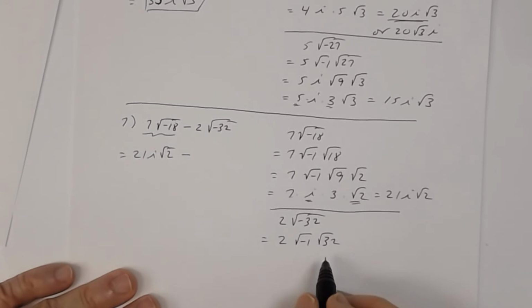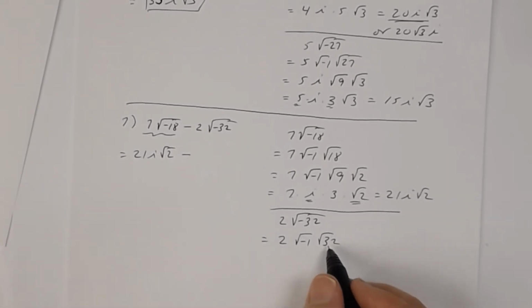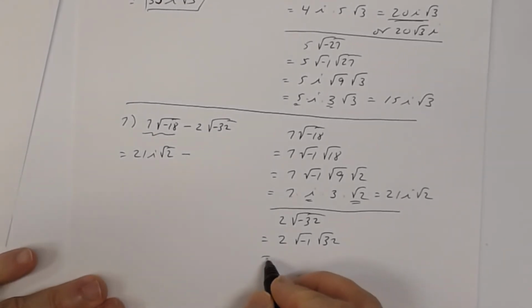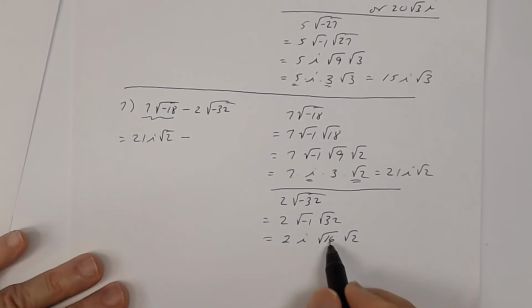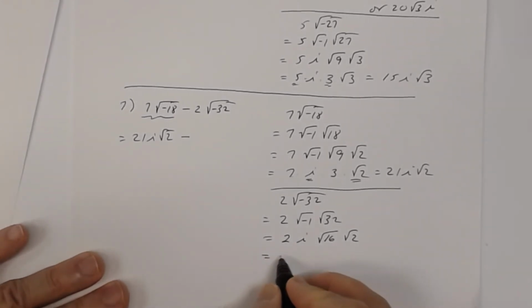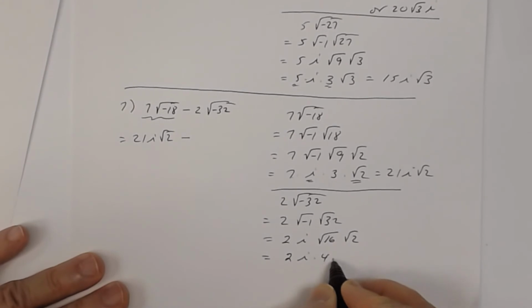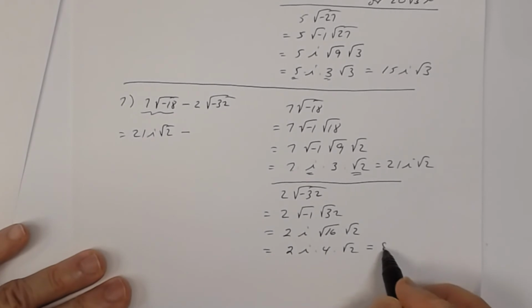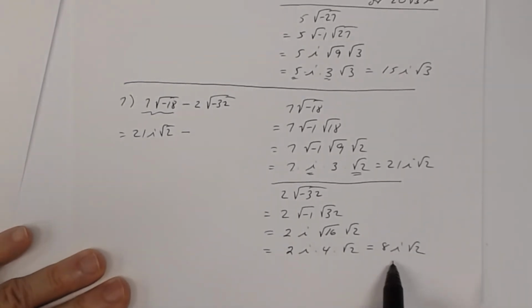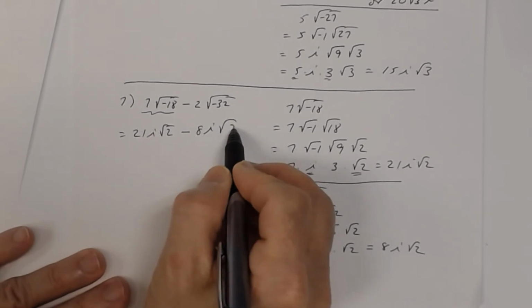And again, 32 is not a perfect square, but there are some perfect squares that go into 32, like 1, 4, 16. Use the largest. The largest saves you a lot of work. So 16. So this becomes 2 times i times the square root of 16 times the square root of 2. And so the square root of 16 is 4, so it becomes 2 times i times 4 times the square root of 2. And so 2 times 4 is 8, so it becomes 8i square root of 2. So that's going to go here, 8i square root of 2.